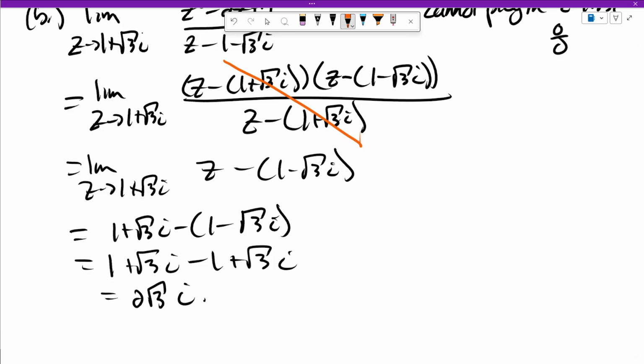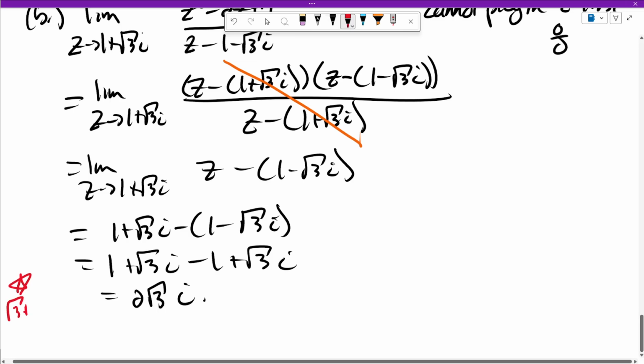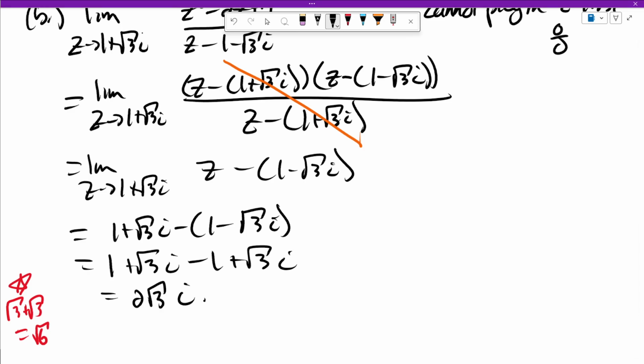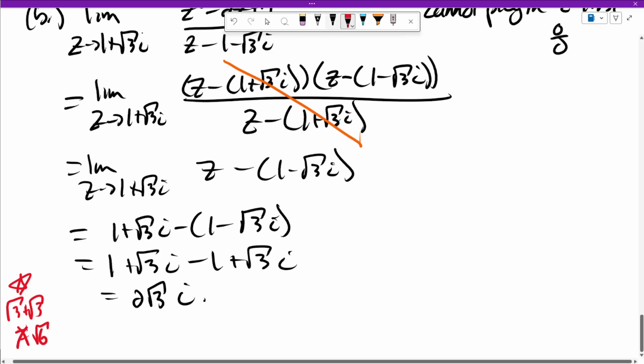All right, let's mark it. Big blunder happened. What's the blunder? Root 3 plus root 3 is not equal to root 6. In fairness, I'm not done with my coffee. All right, cool. So that's just a reminder of the limit rules, and we're going to see about continuity next.